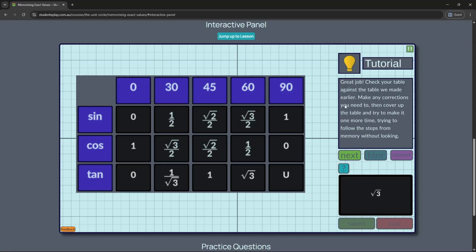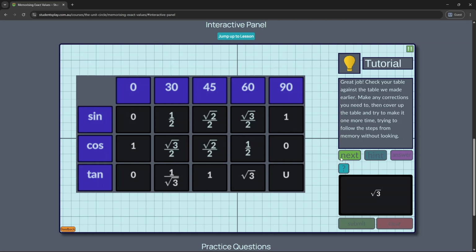Okay, make any corrections you need to. We don't have any corrections because I'm a genius. And then cover up the table and try to make it one more time. Try to follow the steps from memory without looking. I just did that, so I won't do it again on the video, but you should do it yourself to get the practice. I have written it out at least 100 times or more, so I don't need the practice. But you should practice it.